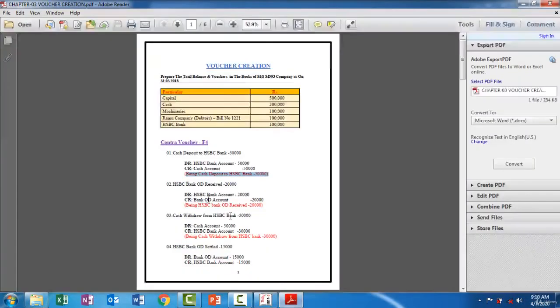So the second transaction is HSBC bank OD received, 20,000. What will happen if we receive the OD from the bank? OD account credit, and bank account, HSBC bank account, debit. This is the transaction, because bank OD is one of the liabilities. If it is increased, it's a credit, and the bank account amount will be increased, so that will be debit.